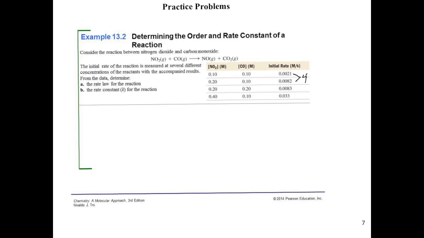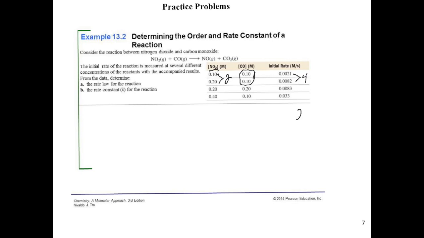It increases by 4. I take the big number, divide by the little number. Well, that's not because of CO. The CO isn't changing at all, so there is no impact of CO on rate. The change we're seeing has to be because of the only thing we're changing in this case: we doubled the concentration of NO2, but we get a 4-fold change in initial rate.